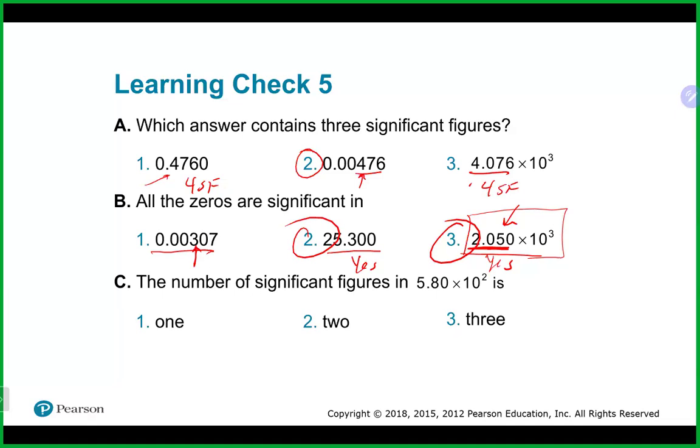All right. The number of significant figures here in 5.8 times 10 to 2, that would be 3. Again, it's already written in scientific notation, so that is what we want to look at. And it would have 3. Any questions on those there?